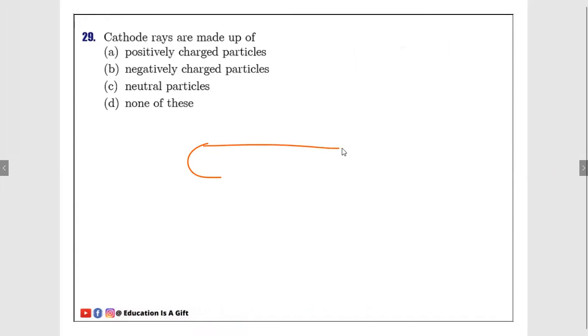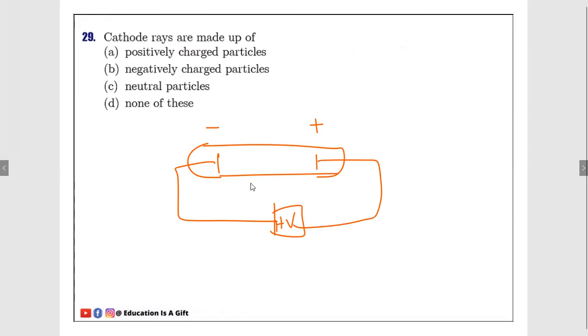29. Cathode rays are made up of. So if you take the discharge tube experiment, here there will be two terminals. Negative terminal is nothing but cathode, positive terminal is nothing but anode. If it is connected to high voltage, we will get cathode rays which are emerging from cathode, and cathode rays are negatively charged particles which are green in color. So simply to say, cathode rays are negatively charged particles. If it is positively charged, it is canal rays. So answer is B, negatively charged.